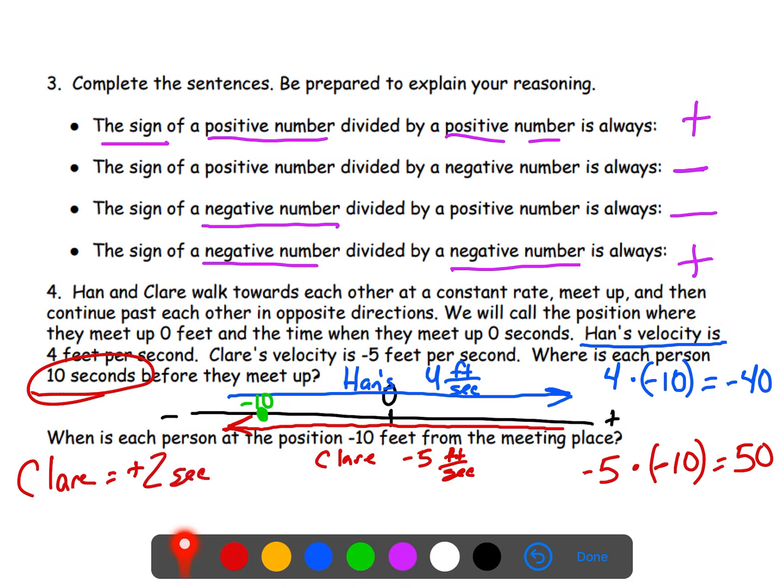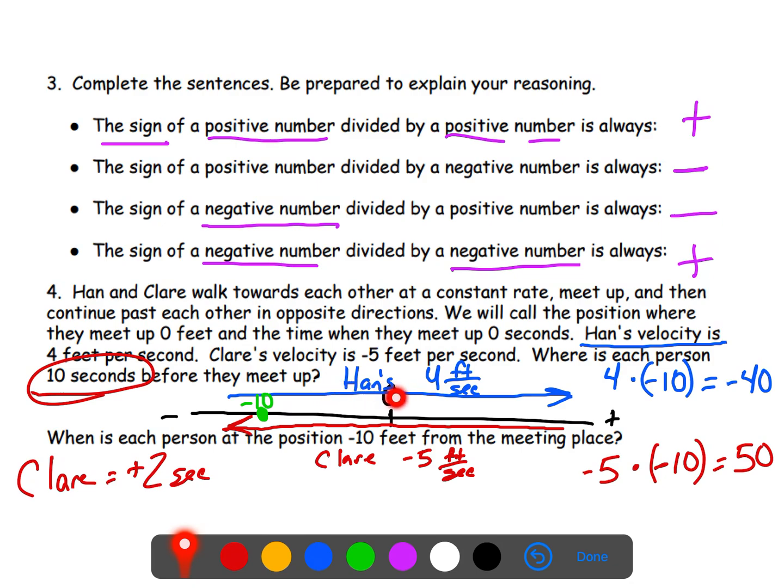But Hans would be at this position before the meeting point. So we have to go to a negative time for Hans since it's going to be before he meets. Now, Hans is traveling slower. He's traveling 4 feet per second. So if we go from here, we go back a second. So a negative second, he'd be at negative 4 feet.